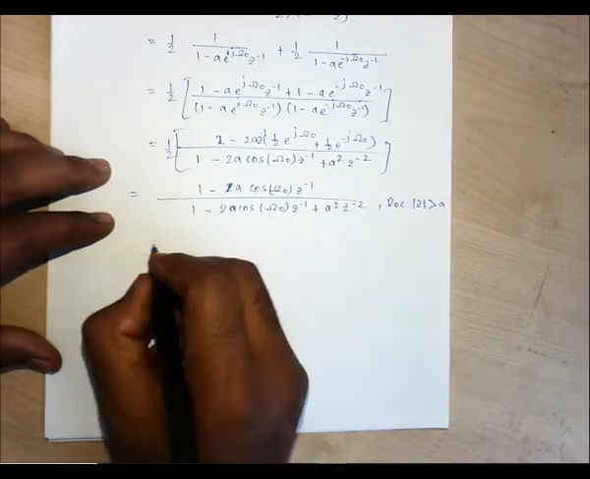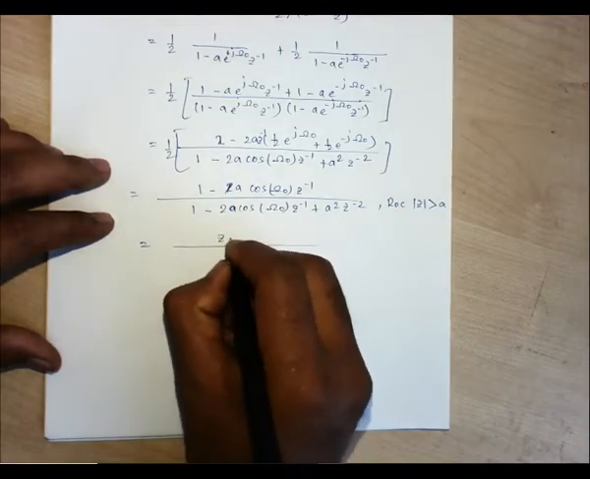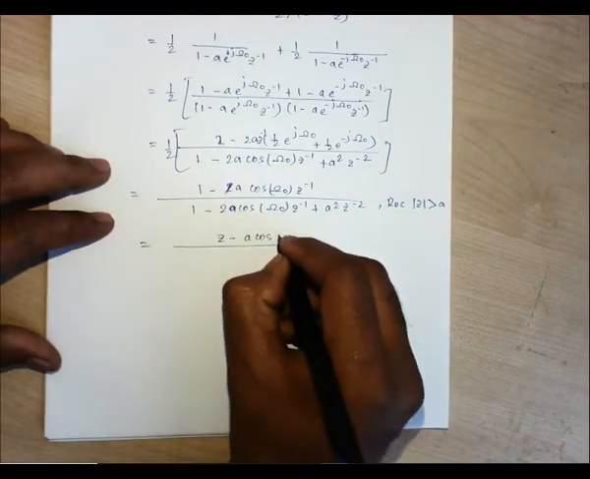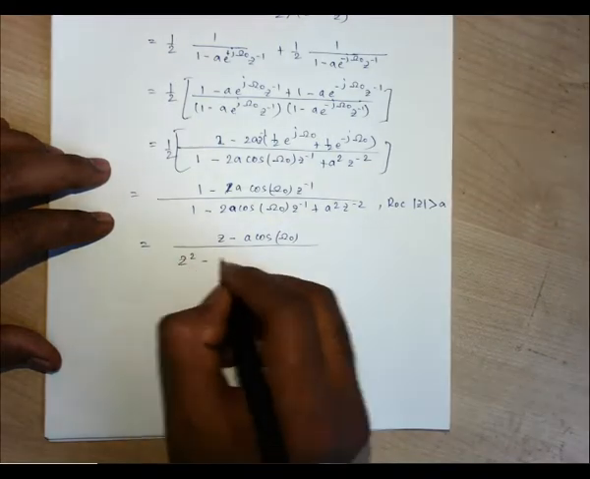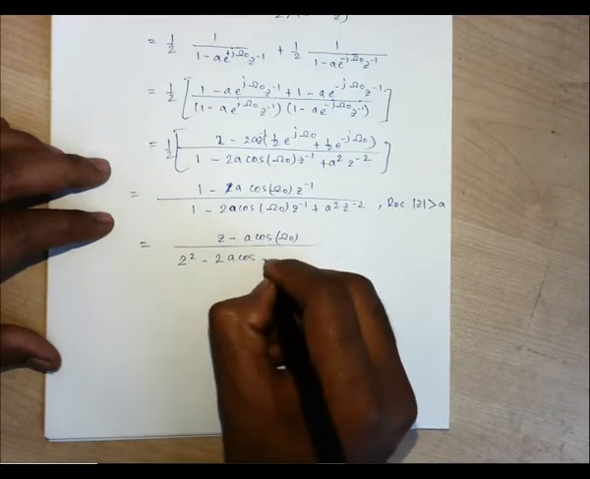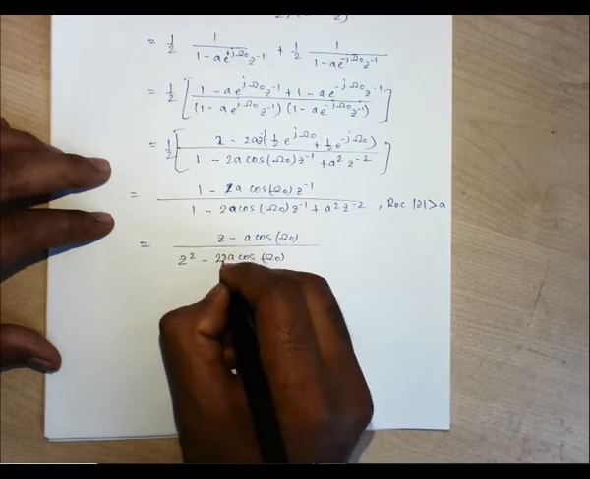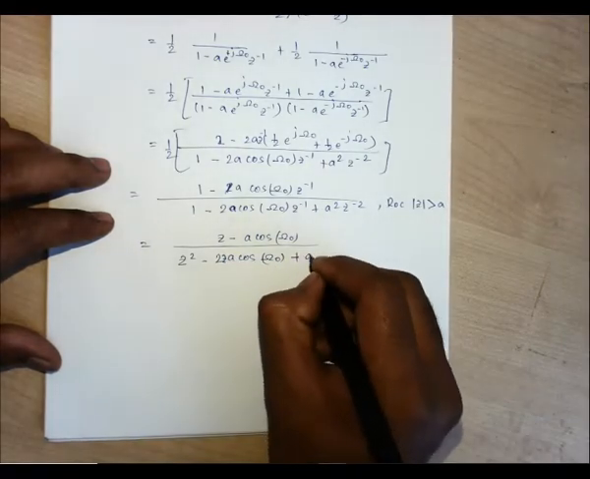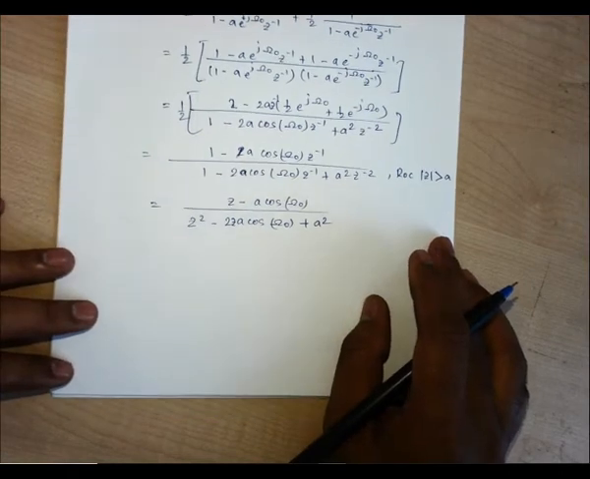So if we go with this in terms of z, this one will become z minus a into cos of omega naught over z square minus twice a cos omega naught into z plus a square, like this. This is for the sinusoidal part.